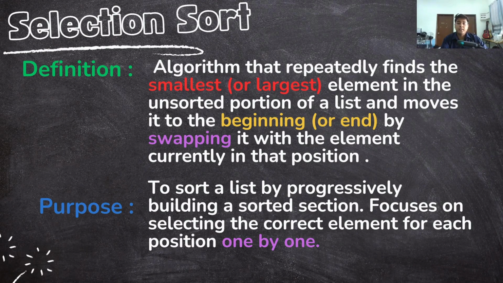So if we have a straight line, we are going to swap the first and the second element in position if the element is smaller than the second element. The purpose of this selection sort is to sort a list by progressively building a sorted section. So it focuses on selecting the correct element for each position one by one. The example will be shown by my friend, Alif Shazwan.